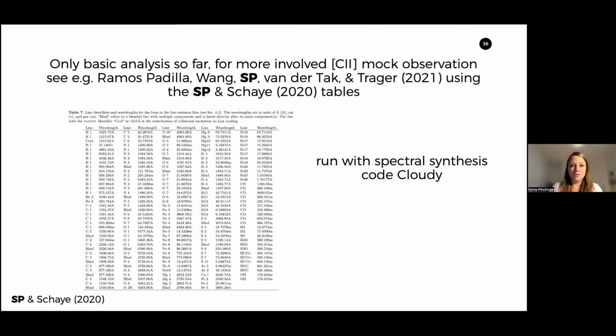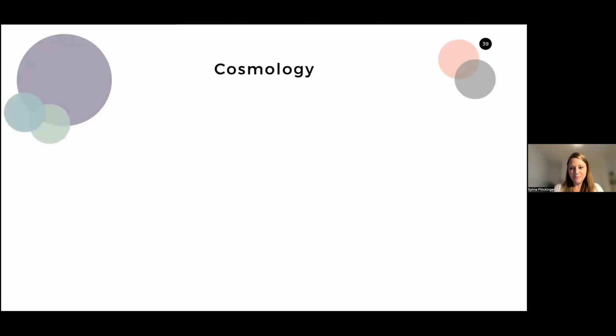There is a way to really create mock observations. Part of what we have published in the tables from 2020 is a long list of different line emissions that we run with the spectral synthesis code Cloudy. And if you want to see an example of how this can be used for mock observations, in this case for C2, I would refer you to this paper from 2021 from a PhD student from Groningen, for more details on that.